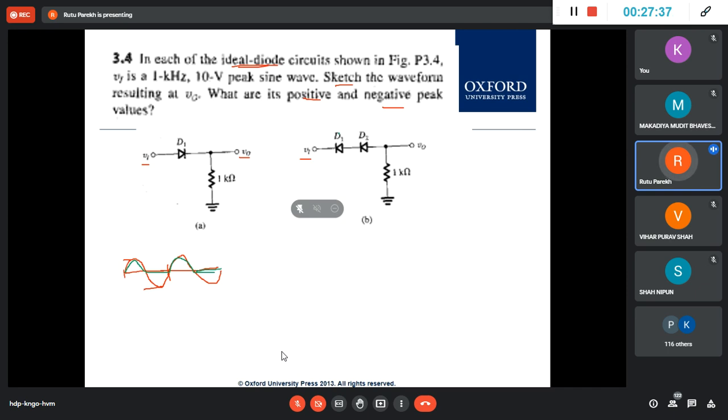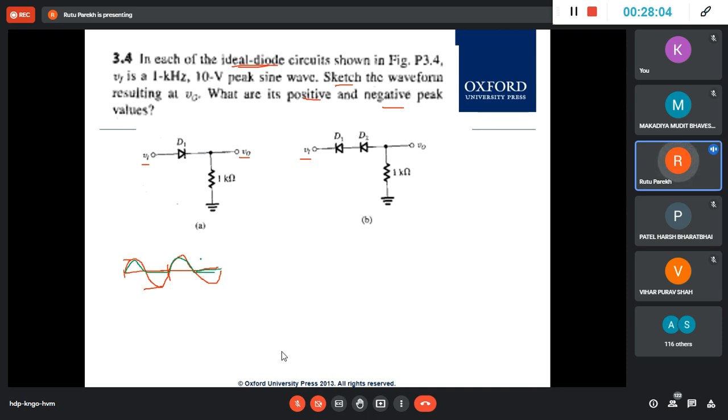Now, how about this? You are having the ideal diode model. A sine wave with the negative half. Exactly. And your frequency will be? 1 kilohertz, the same frequency. So now let's say here also.